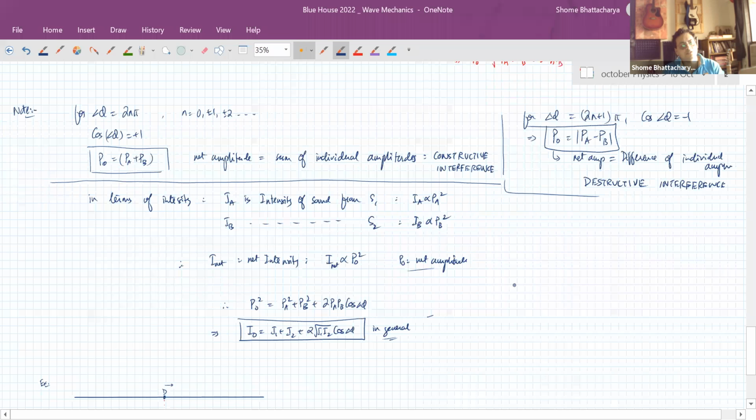So we can see from this that the maximum possible intensity we can get will become I1 plus I2 plus 2 times square root I1 I2. This is the case for constructive interference. And the minimum intensity we can get from the interference is when destructive interference happens. So that will become this. So this is destructive.